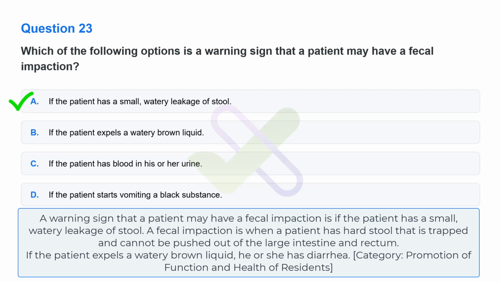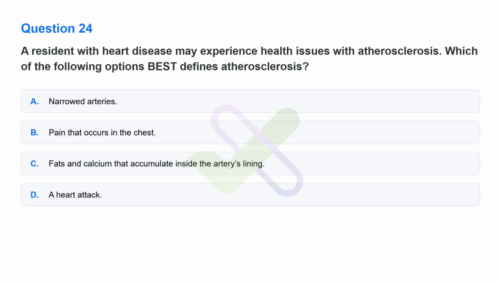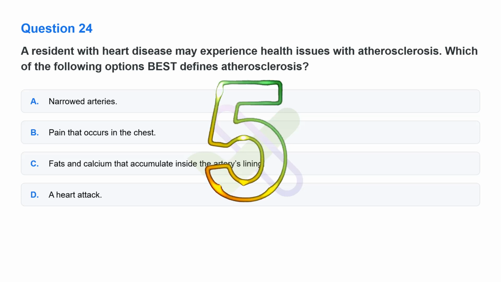Category: Promotion of function and health of residents. A resident with heart disease may experience health issues with atherosclerosis. Which of the following options best defines atherosclerosis? A. Narrowed arteries. B. Pain that occurs in the chest. C. Fats and calcium that accumulate inside the artery's lining. D. A heart attack.